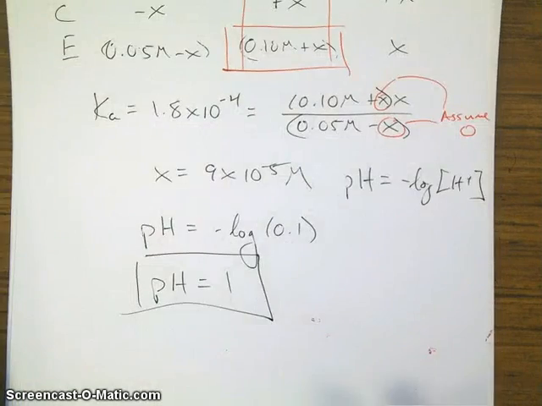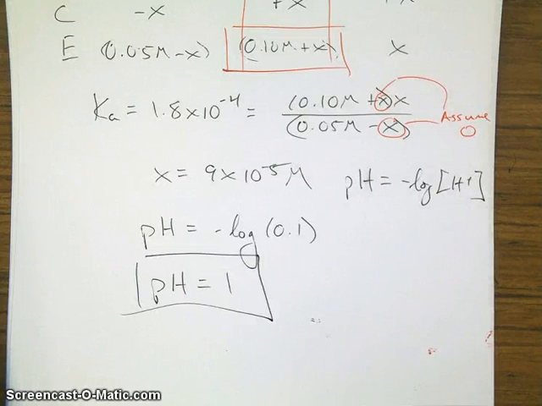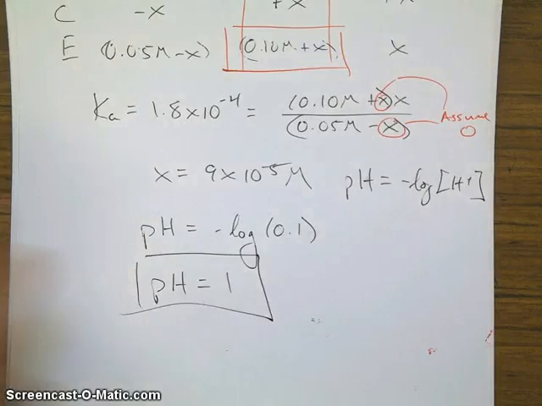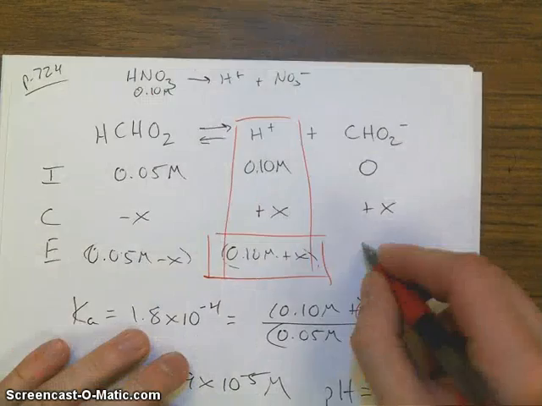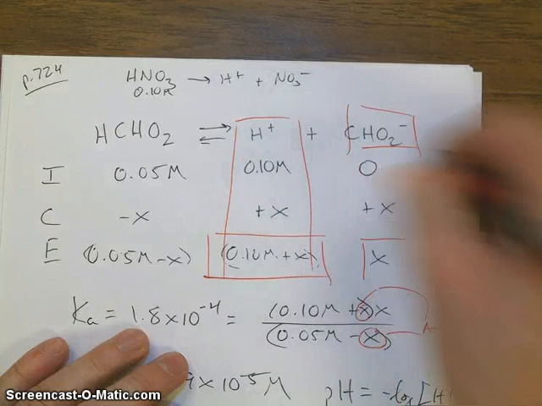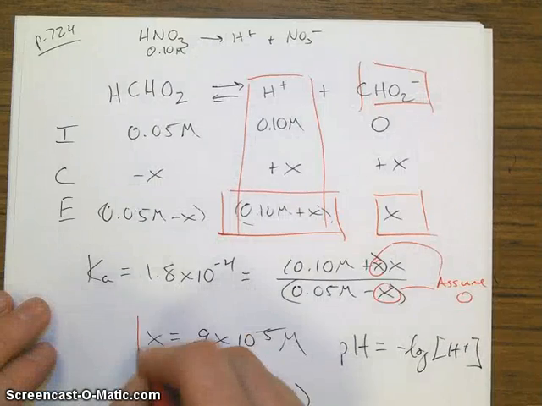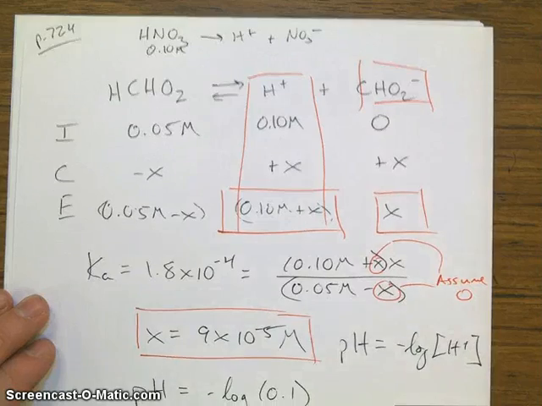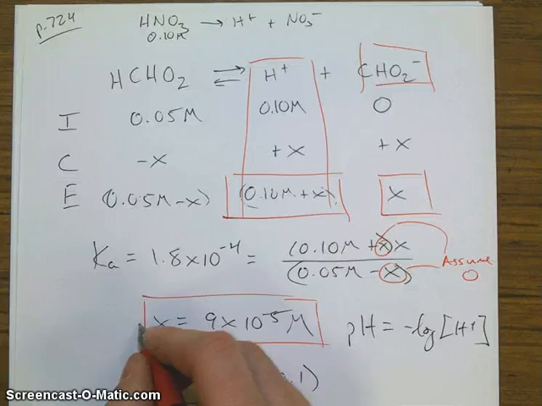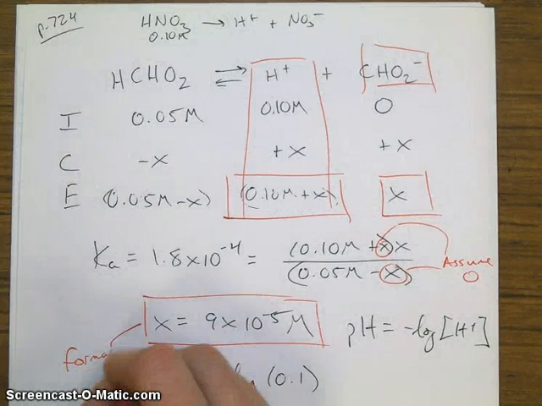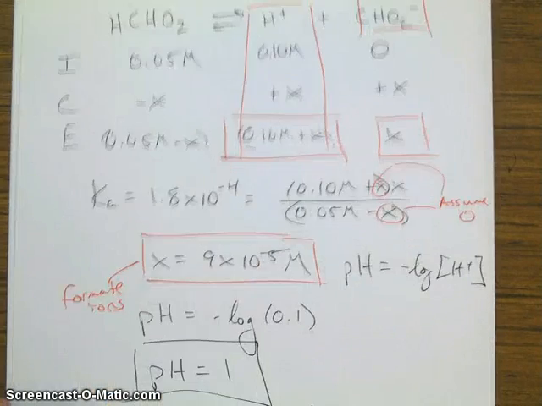And that's the answer you're looking for. If you're looking for the concentration of formate ions, which is the second part of the question, well, my formate ions are right here, so that's the same as x. So this is the other part of my answer, which is the value of x, which is also the concentration of the formate ions. And there we go.